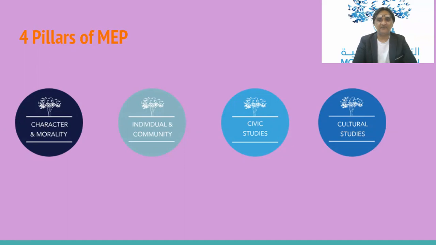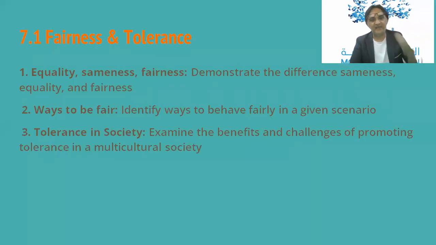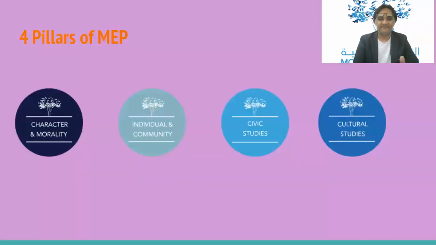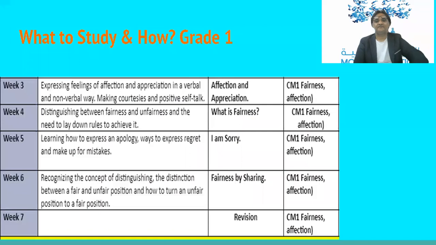So in this video, we'll stick only with character and morality and these 3 points: equality, sameness, and ways to be fair, and tolerance in society. Let's move on. This fairness and tolerance is a wide content, a domain that has subdomains, which have been divided into multiple concepts and skills.